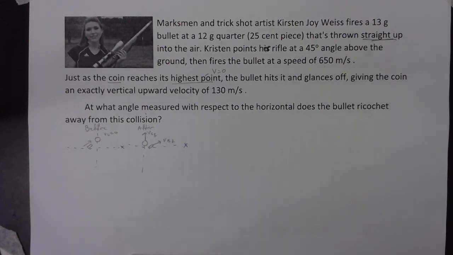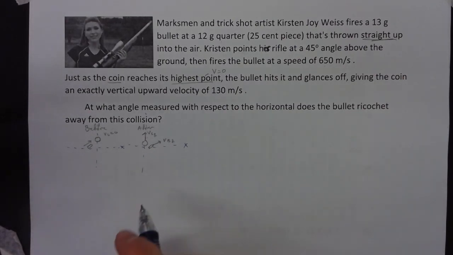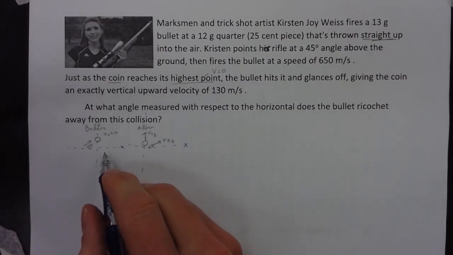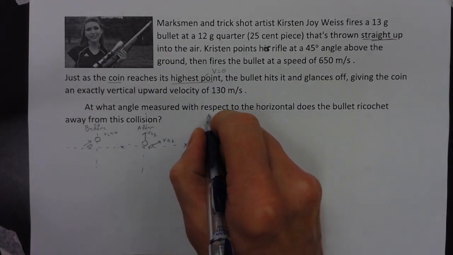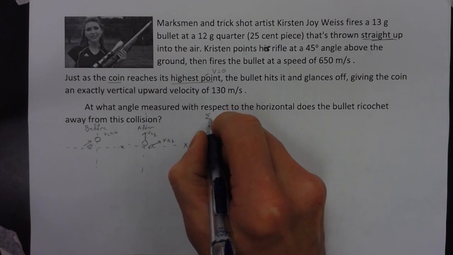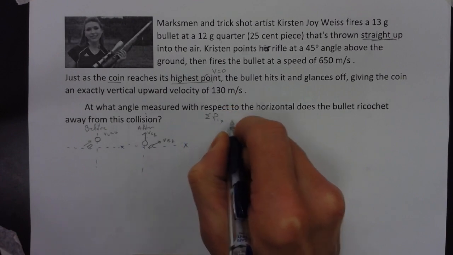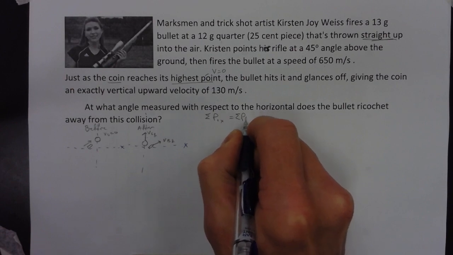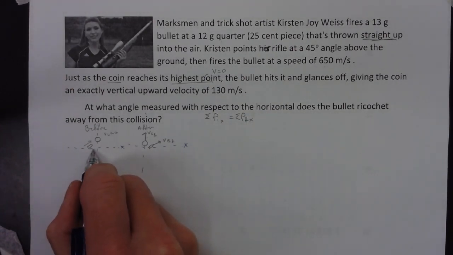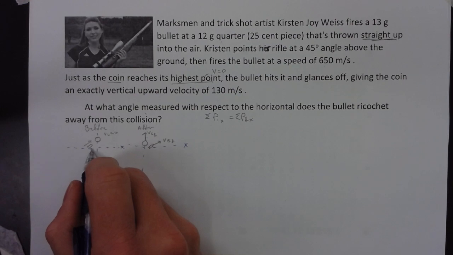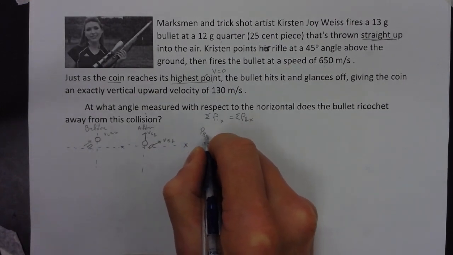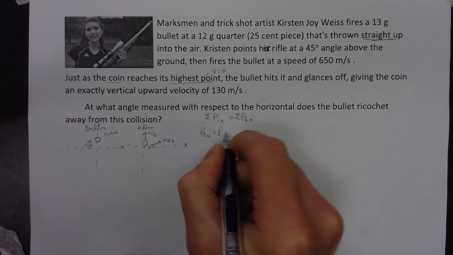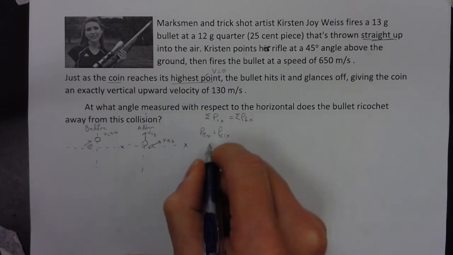Now momentum is a vector. Direction matters. That's why we have to break it into components to analyze it. And so then we can only really do the algebra in the x direction and then in the y direction. So if we look at the x direction first, the sum of the momentums initially in the x direction is going to be the sum of the momentums finally in the x direction. What we have going initially is just this bullet. I'm going to write them both down. The system is the momentum of the bullet initial x and the momentum of the coin initial x.